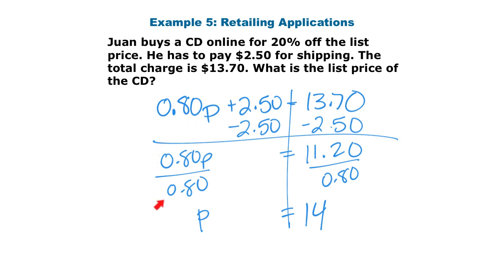When you're getting the list price, basically solving this equation for P, it feels just like you're solving a regular equation, and you are, but you're thinking about those inverse operations, right? Doing the opposite all the way through. And you get the list price to be $14.